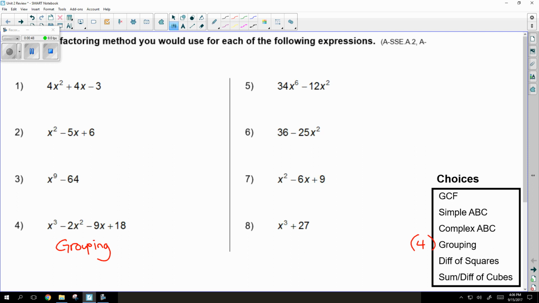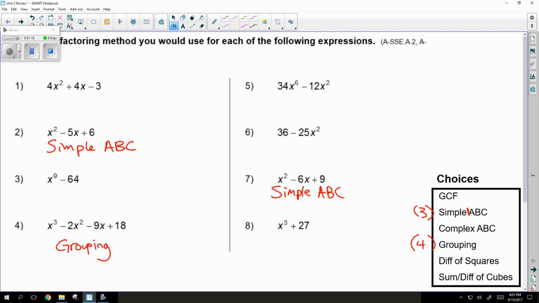In my opinion, the next easiest one is going to be the simple ABC. So in a simple ABC, it has to have 3 terms, and the first term has to have a 1 as the coefficient. So the number in front has to be a 1. So that makes number 2 a simple ABC. And number 7 is also a simple ABC. Let's see what else we got here.